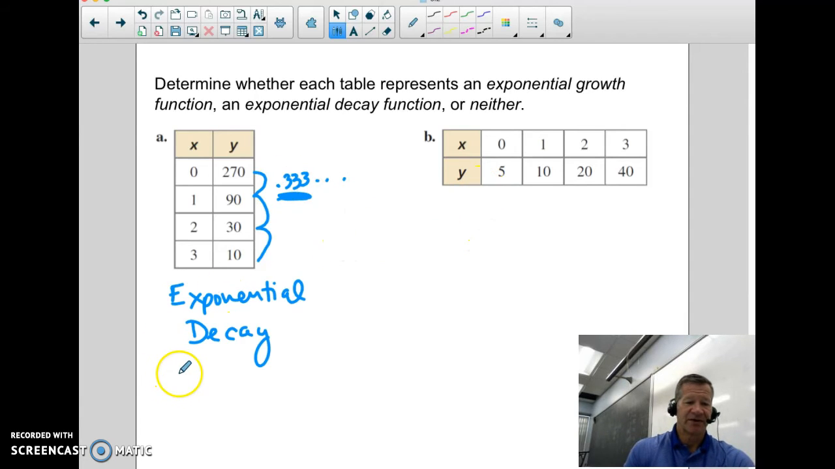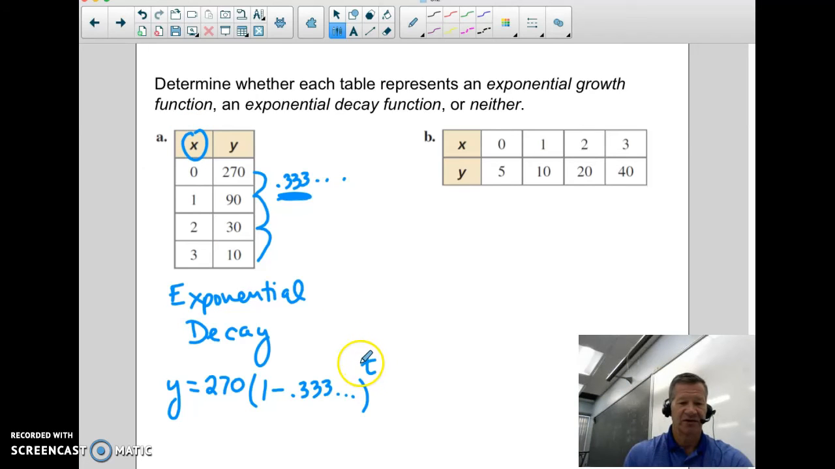If I had to write, just by the way, if I had to write an equation for this, this would be y equals, look what my starting value was, 270. Okay, at time 0 it was 270. I could go 1 minus that 0.3 repeating to the t power, or in this case x power. We used x instead of t, but that would basically be it.